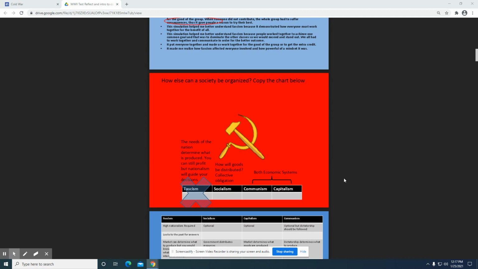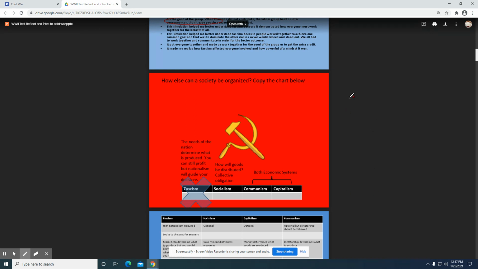So as we transition into the Cold War, we want to think about how else can a society be organized. So for the Cold War, we're pretty much going to be looking at these four isms down here: fascism, socialism, communism, and capitalism. Notice how I've crossed out fascism because World War II ends that particular ism. And now we're going to look at socialism and communism.